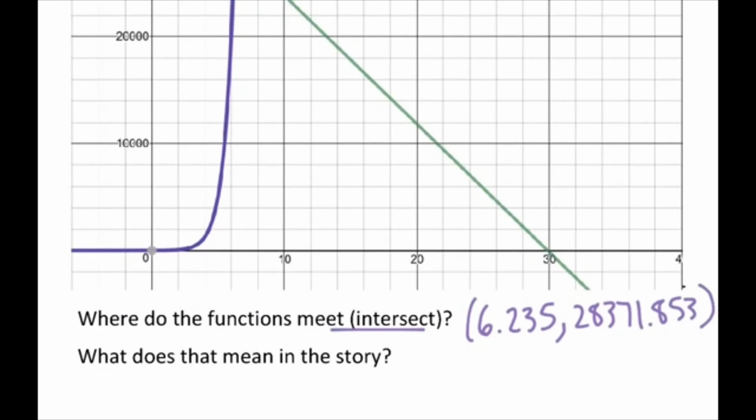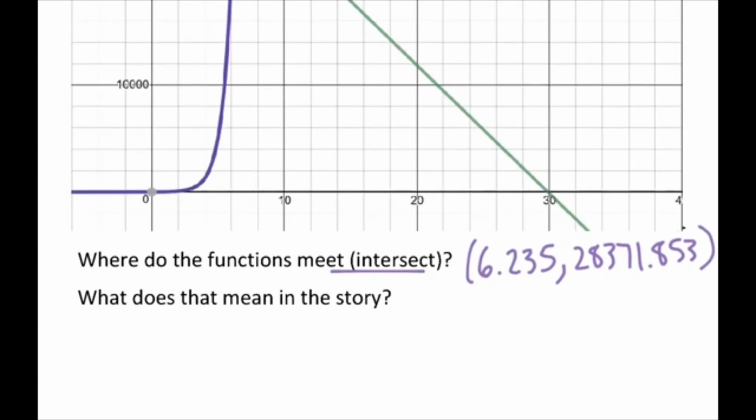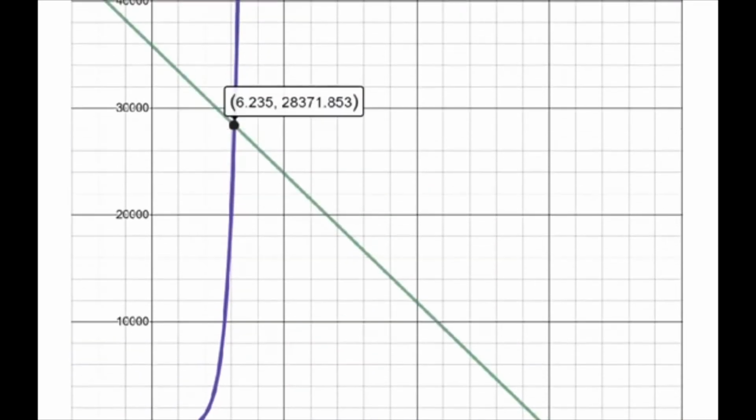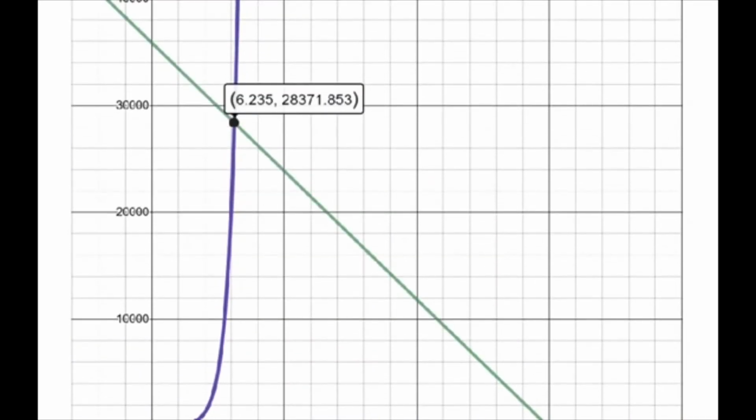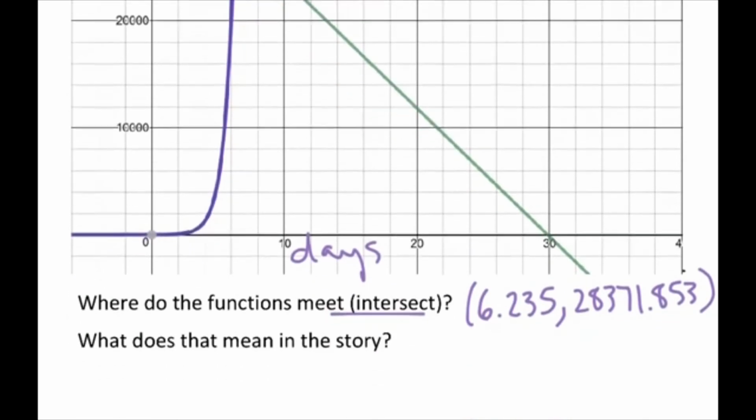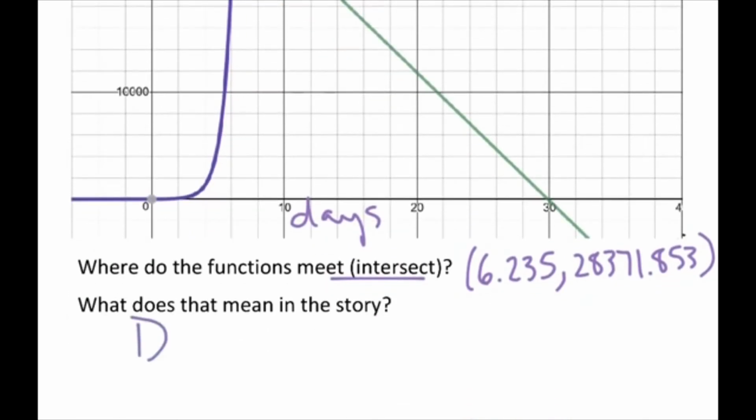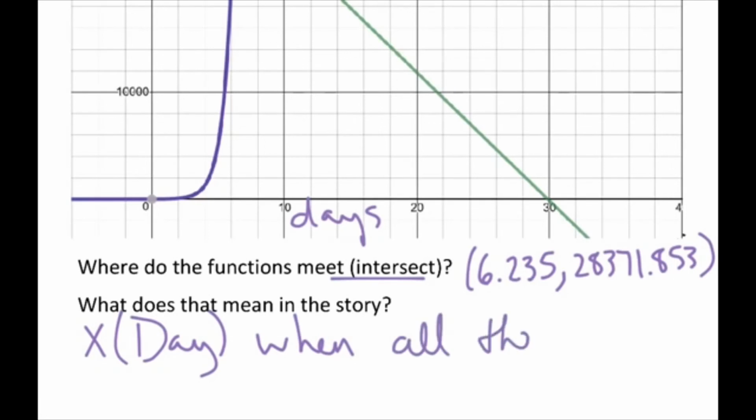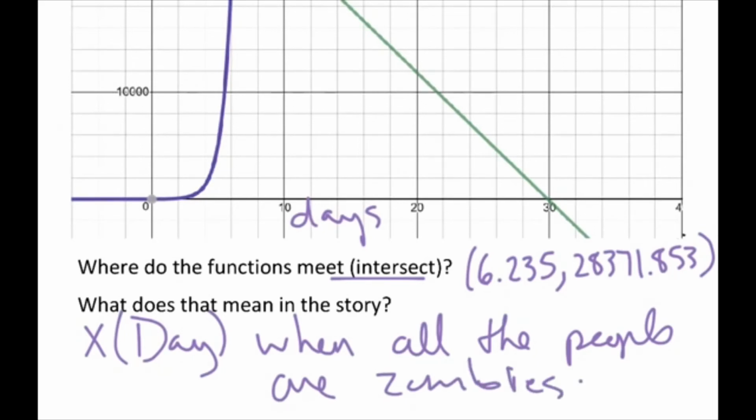Okay, so what does that mean? Well, like we said, if x is days, in 6.235 days, the number of zombies and the number of people in the city will be the same, which would mean that all the people in the city have been turned into zombies. Okay, so the x is the day when all the people are zombies. Okay, that's what you're kind of looking at there.